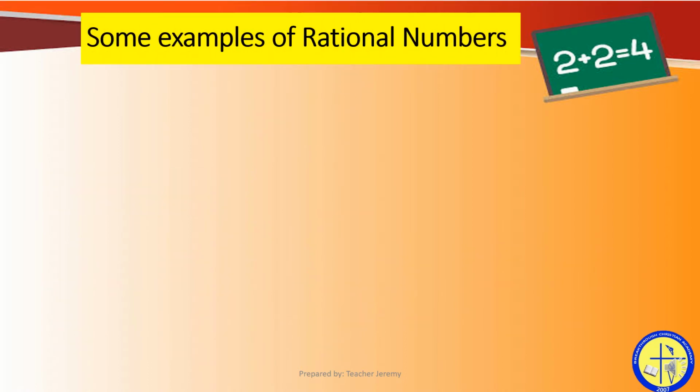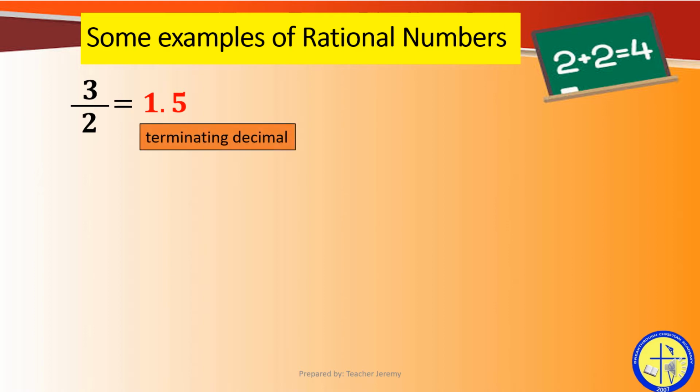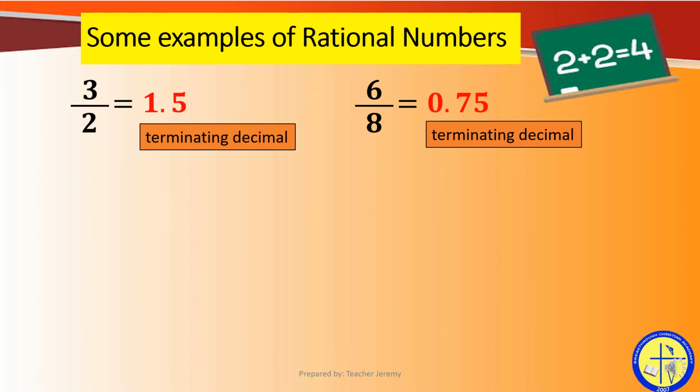Here are some examples of rational numbers. We have 3 and 2. If we divide 3 and 2, the quotient is 1.5. And 1.5 is an example of a rational number. Specifically, it is a terminating decimal. Another example, we have 6 and 8. If we divide 6 and 8, the quotient is 0.75. And 0.75 is also a rational number. Specifically, it is also a terminating decimal.